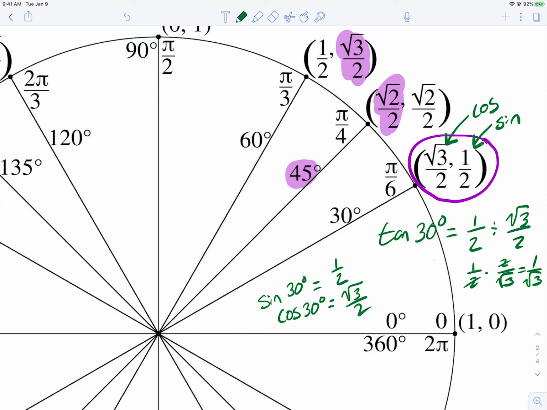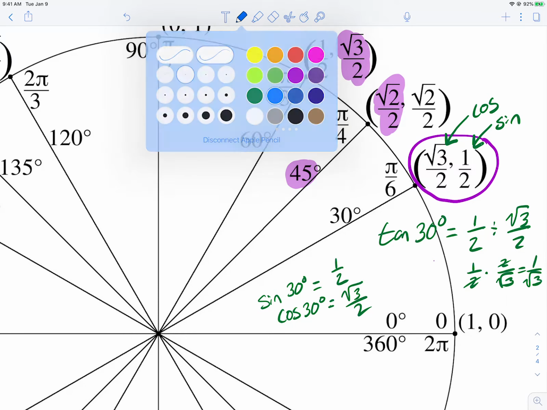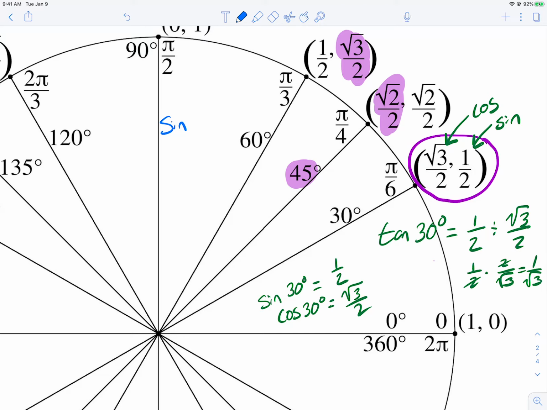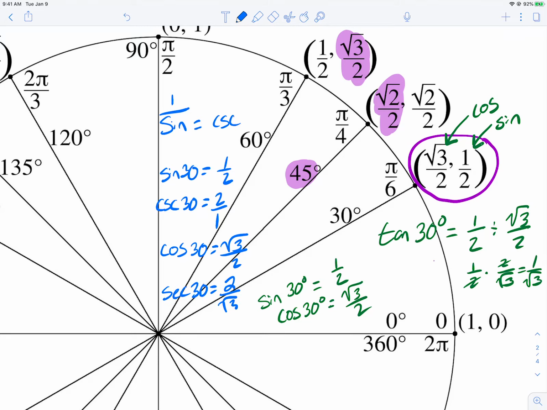However, it's also giving you the other 3, the cosecant, the secant, and the cotangent, because the sine is the reciprocal of the cosecant. So if I did 1 over sine, I would get the cosecant. So if the sine of 30 equals 1/2, then the cosecant of 30 equals, flip it over, 2 over 1. If the cosine of 30 equals root 3 over 2, then the secant of 30 equals 2 over root 3. All you got to do is flip it over, okay?